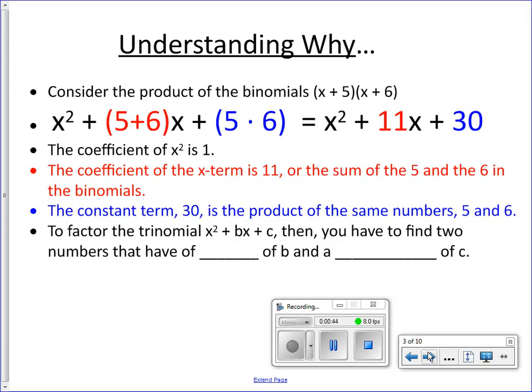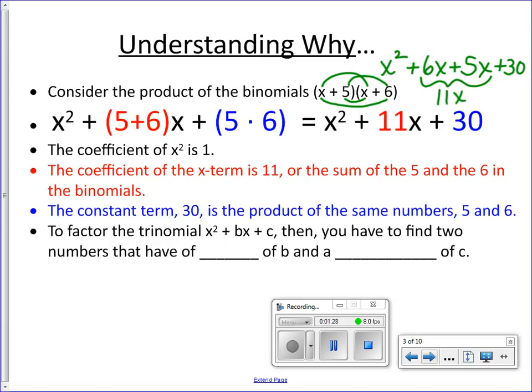Understanding why this works, we're going to consider the product of the binomials x plus 5 times the quantity x plus 6. Now, you know that if we FOIL this, we multiply the two first terms together, which gives us x squared. We multiply the outer terms. X times 6 would give us 6x. We multiply the inner terms. 5 times x is 5x. And we multiply the last terms. 5 times 6 is 30. All right, and then we combine these two middle terms, the outer and the inner term, to get 11x.